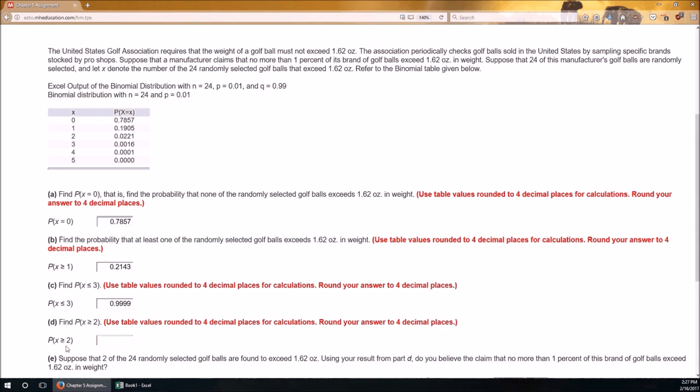Probability x is greater than or equal to 2 is just 1 minus the probability of its complement. Complement of x greater than or equal to 2 is x less than 2. In this case, the complement would be x equals 1 or 0. 0.7857 minus 0.1905.